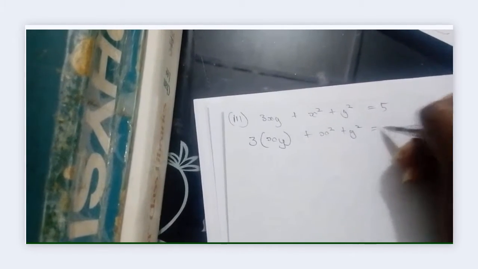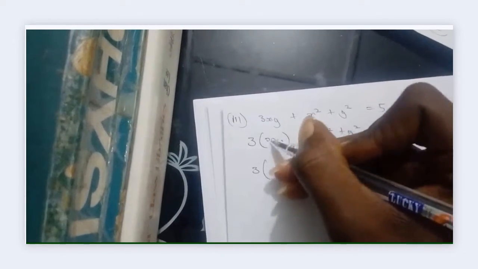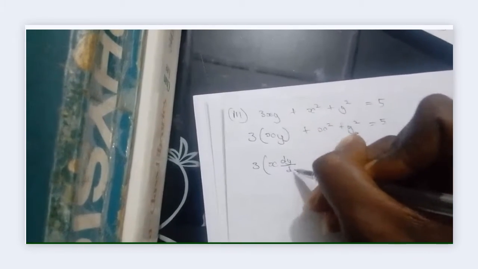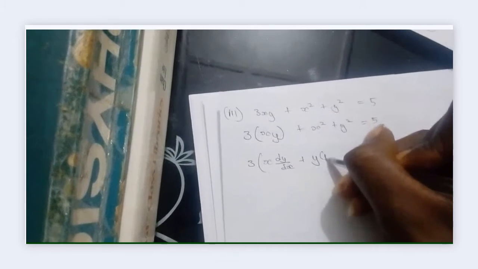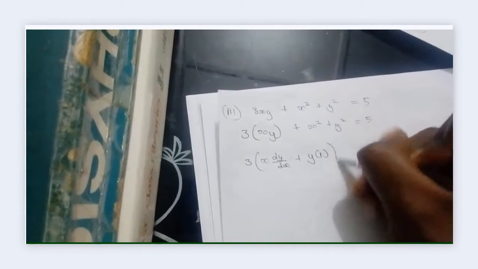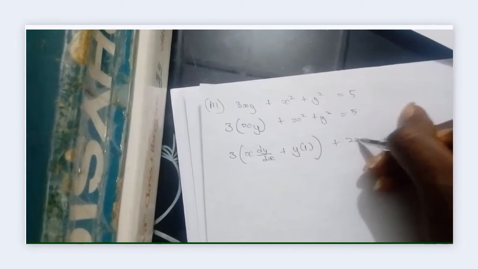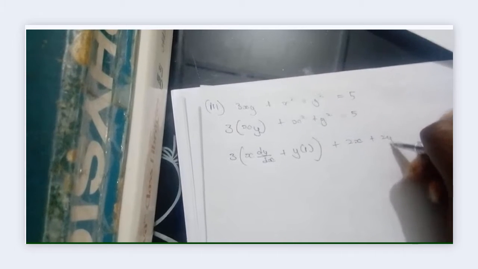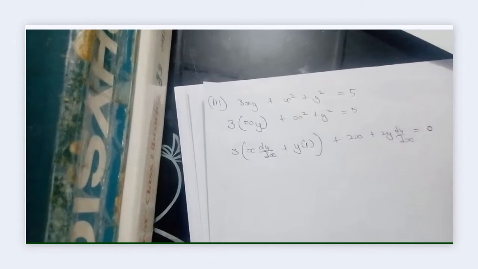So for this, I just need to deal with this, keeping 3 one side, writing x, differentiating y. Differentiating y will give me dy over dx, right? Plus writing y, differentiating x, which is 1. Then close all the brackets. So plus differentiate x squared, you have 2x. Differentiate y squared, you have 2y dy over dx equals to 0.